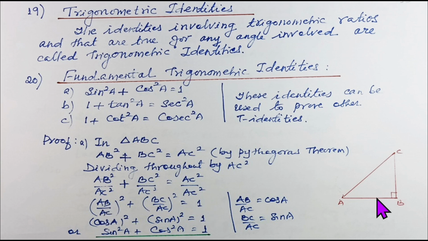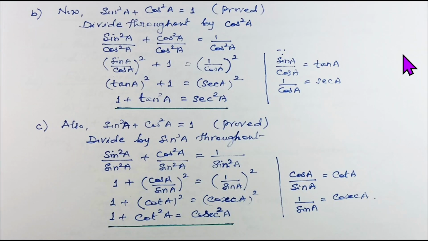Now what is AB by AC? AB by AC is cos of angle A, that is cos A square, and BC by AC is sine A, and therefore it is sine A square. So cos square A plus sine square A is equal to 1, or sine square A plus cos square A is equal to 1, and that is the first fundamental identity which we have proved. Now let us go to the next identity.